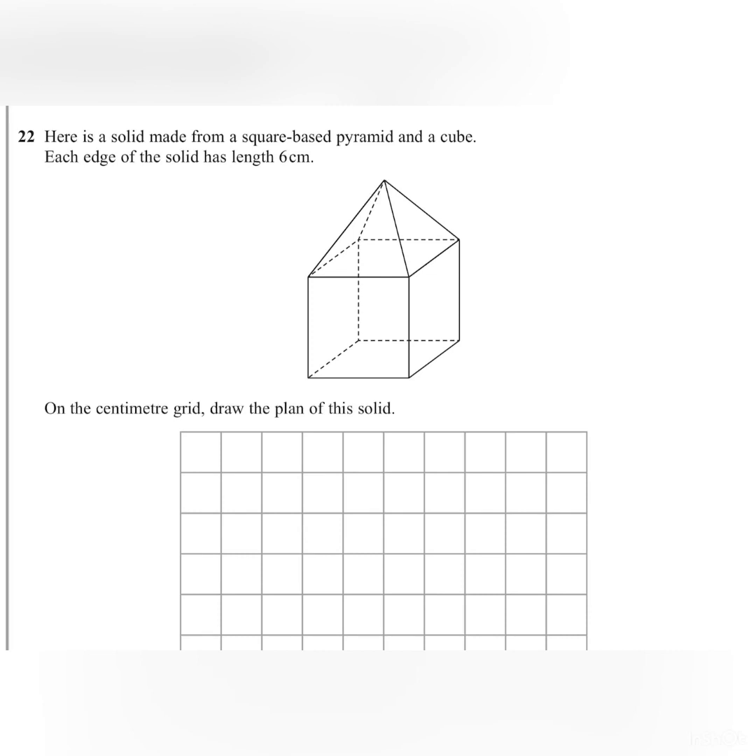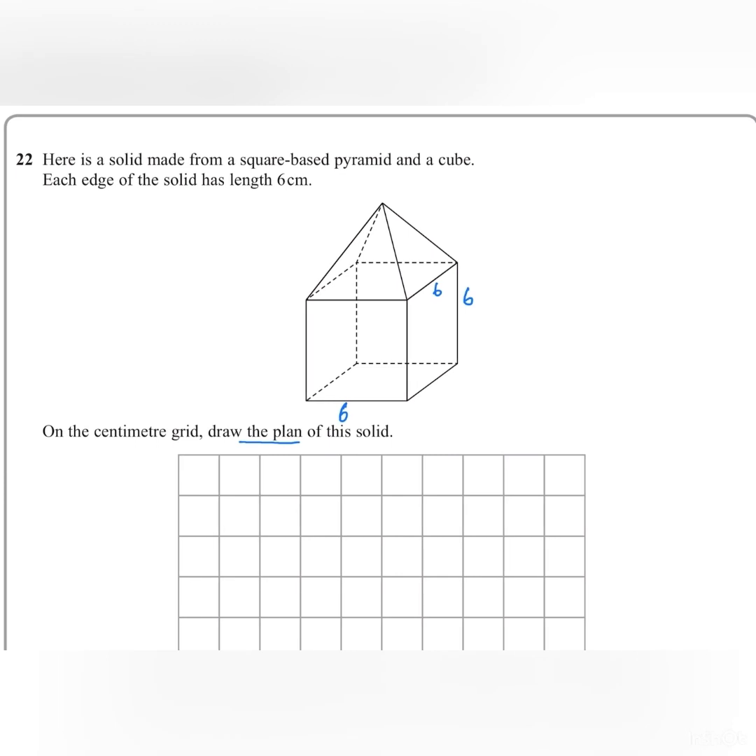Okay, question number 22, it says here is a solid made from a square-based pyramid and a cube, and each edge of the solid is 6 centimeters. So all the sides are 6 centimeters everywhere. Now it says draw the plan of this solid, and we're given a centimeter grid to draw on. Well, the plan is looking from above, the bird's eye view. How would this look if you were right at the top looking down at this shape?